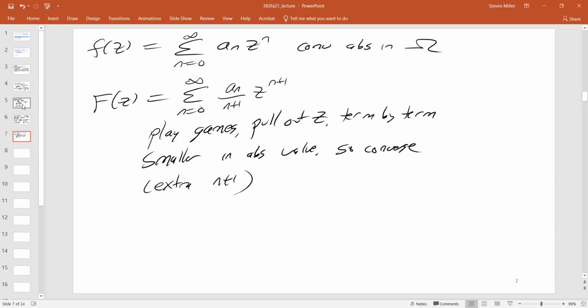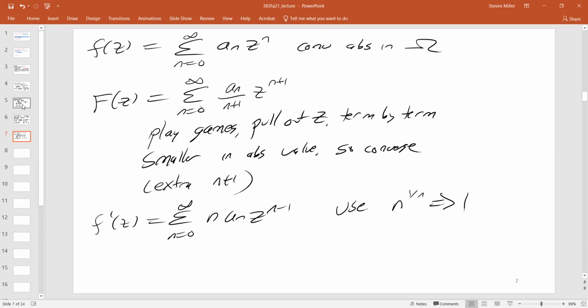For differentiation, I have to be more careful. For little f prime of z, that's going to be the sum, n goes from 0 to infinity, of n a_n z to the n minus 1. And now you need to use, say, the nth root of n goes to 1.